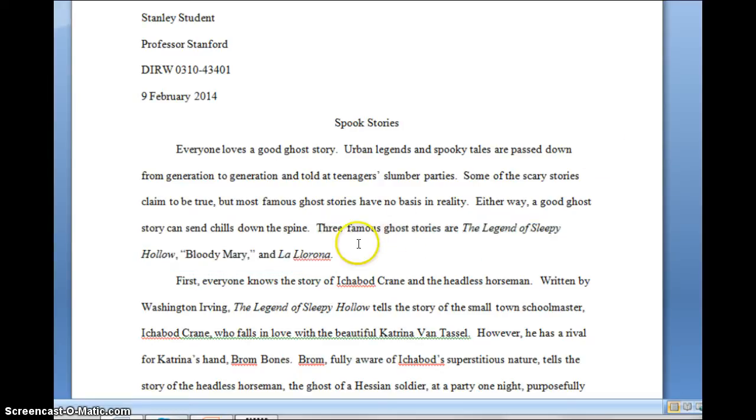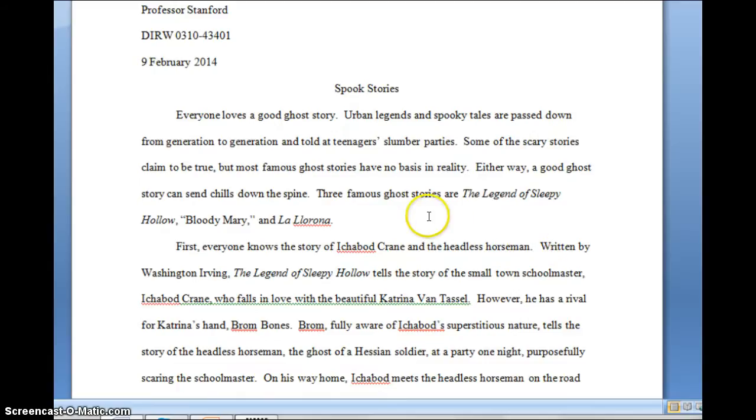And so the thesis is that same example we saw in the PowerPoint. 3 famous ghost stories are The Legend of Sleepy Hollow, Bloody Mary, and La Llorona. So we know that our topic is ghost stories. What are we saying about them is that they are famous, so this is our controlling idea. And then we're going to read about The Legend of Sleepy Hollow in body paragraph 1. We're going to read about Bloody Mary in body paragraph 2. And we're going to read about La Llorona in body paragraph 3.